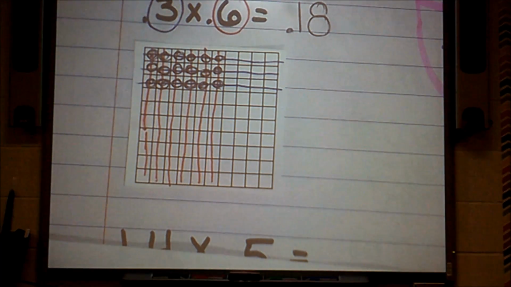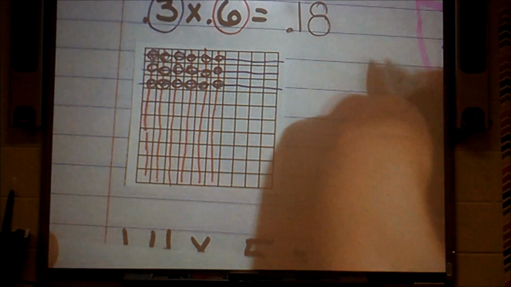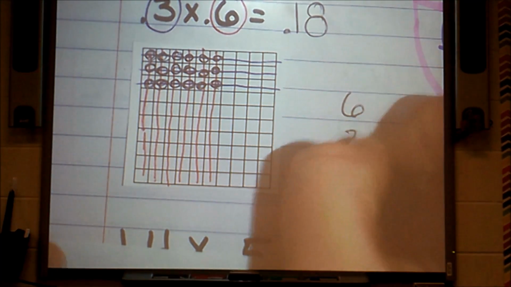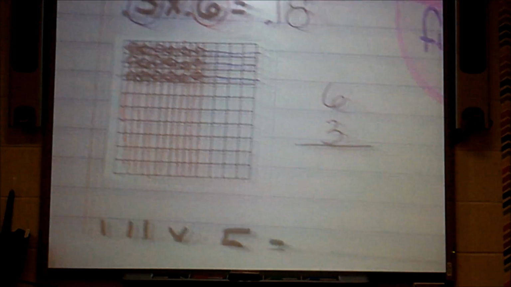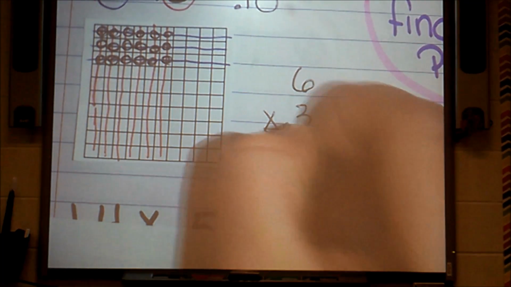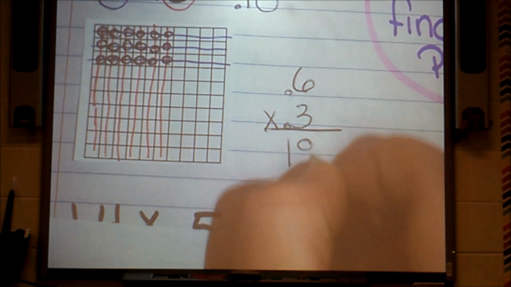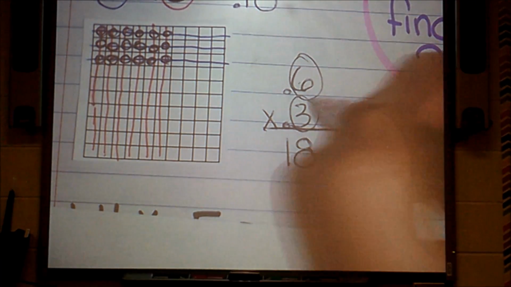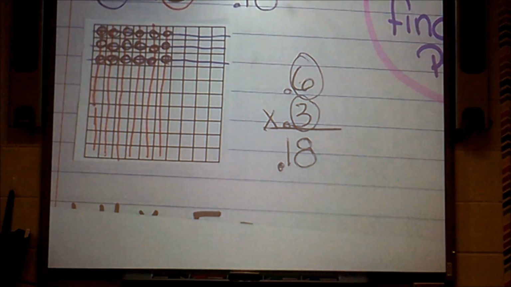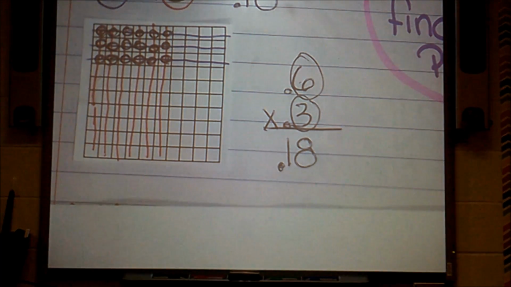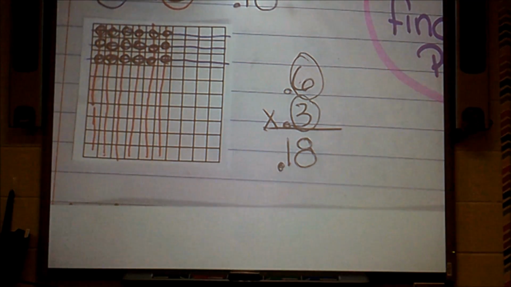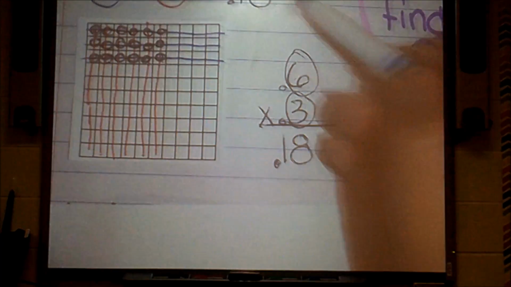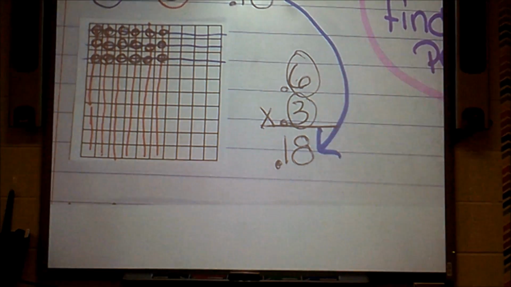And that, my dear friends, is our product. I can check it by saying 6 times 3 is 18, and then counting up the number of digits that are behind my decimal place and making sure that I have that number behind my product's decimal as well. And you can see that those two answers match up perfectly.